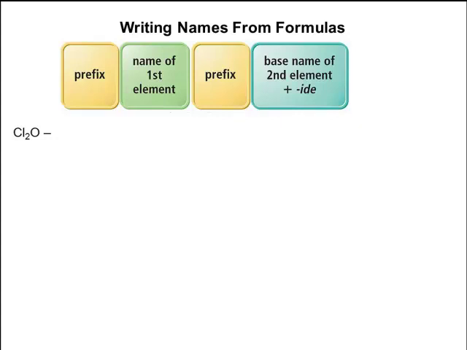So Cl2O, well, we have 2 Cl's, so we'd start with di, that's a Greek prefix for 2. Name of the first element, well, Cl represents chlorine. Then we go to the second element.